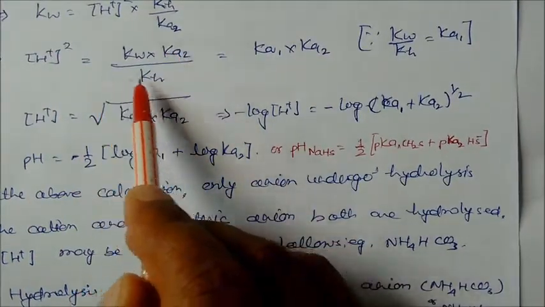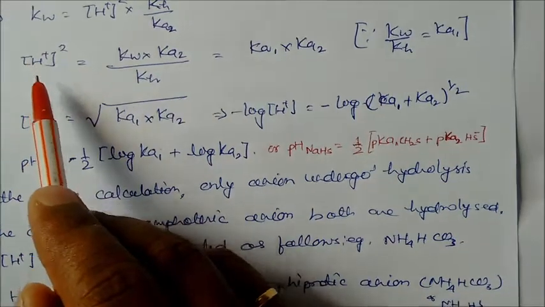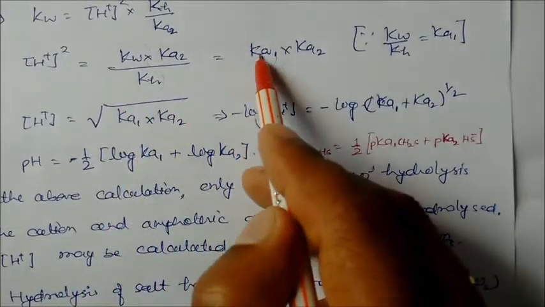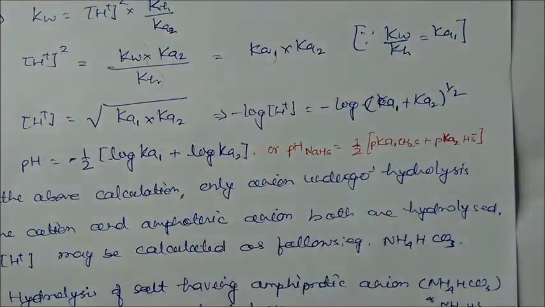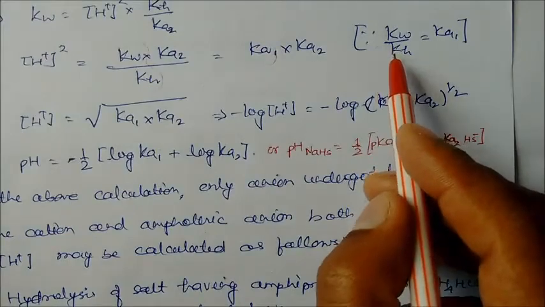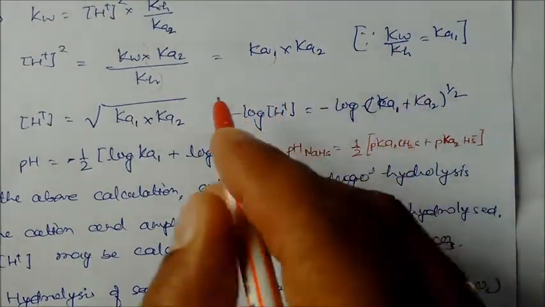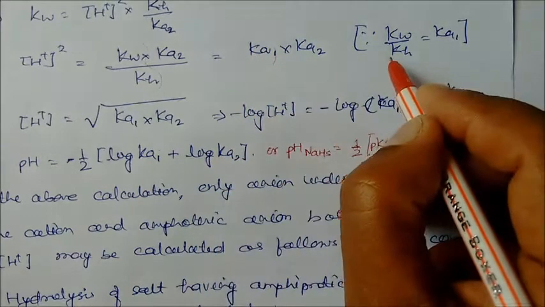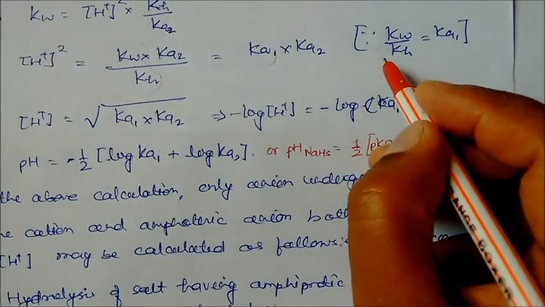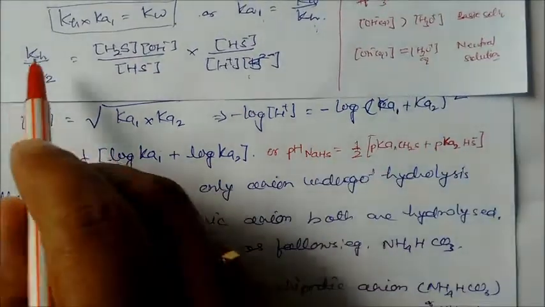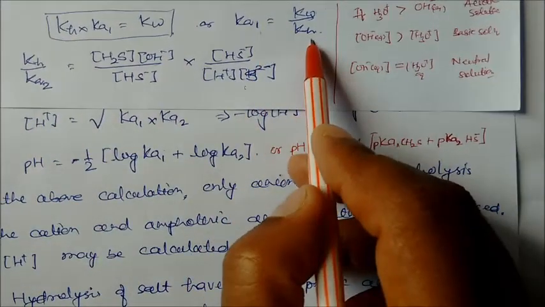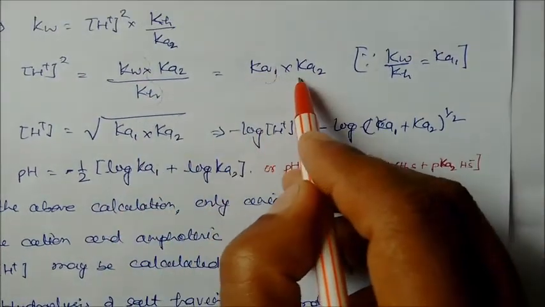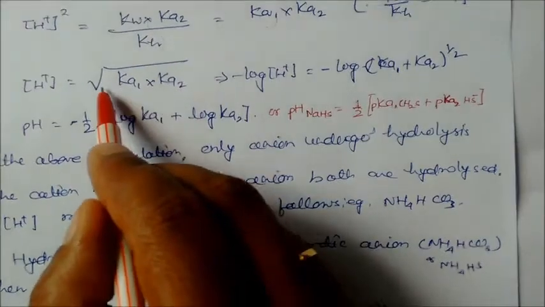If you take the square root, this is nothing but the Ka1. This whole is equal to Ka1. We have already solved this in the previous examples. Let me show you, we already discussed this one. Ka1 equals Kw by Kh. So from here K1 equals Kw by Kh, and this is K2. So H plus equals the square root of K1 into K2.